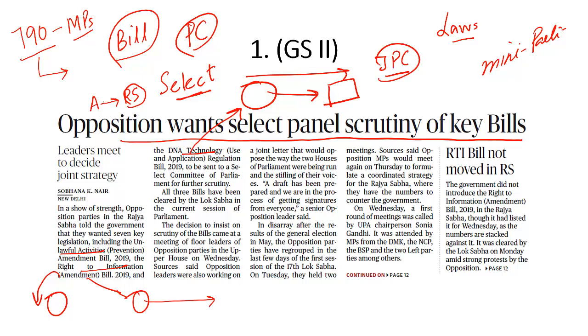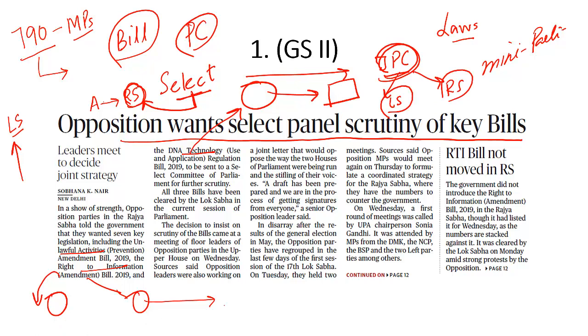But what is the difference between the two? If a bill is pending in Rajya Sabha, members of the select committee would only be from Rajya Sabha. If the bill is pending in Lok Sabha, the members of the select committee would only be from Lok Sabha. But in a joint parliamentary committee, members would be both from Lok Sabha as well as Rajya Sabha.